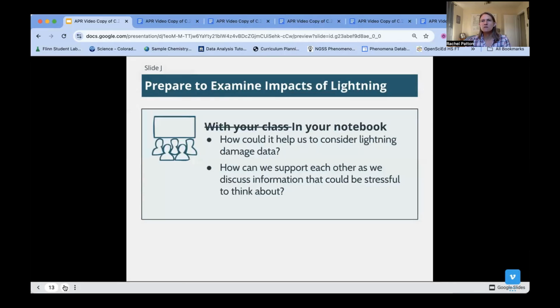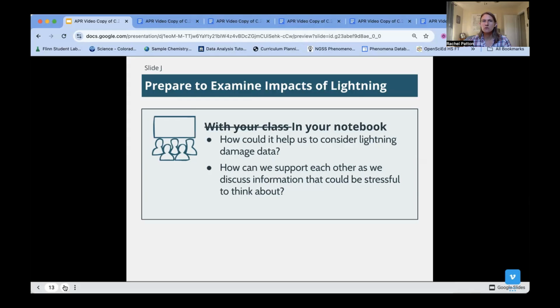The next thing we're going to consider is some of the impacts of lightning strikes. So before we look at that, I want you to think to yourself or jot down some ideas about why it might be helpful or important to consider these impacts: lightning damage and lightning fatalities specifically. And then also keeping in mind that considering these types of data can be stressful.